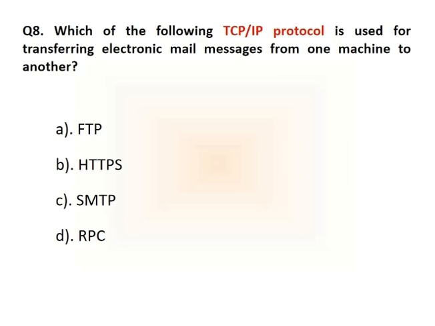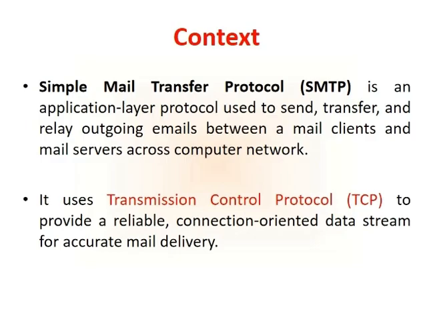Which of the following transmission control protocol or IP protocol is used for transferring electronic mail messages from one machine to another? Option number C, SMTP. Simple Mail Transfer Protocol is an application layer protocol used to send, transfer, and relay outgoing emails between a mail client and mail server across computer networks.